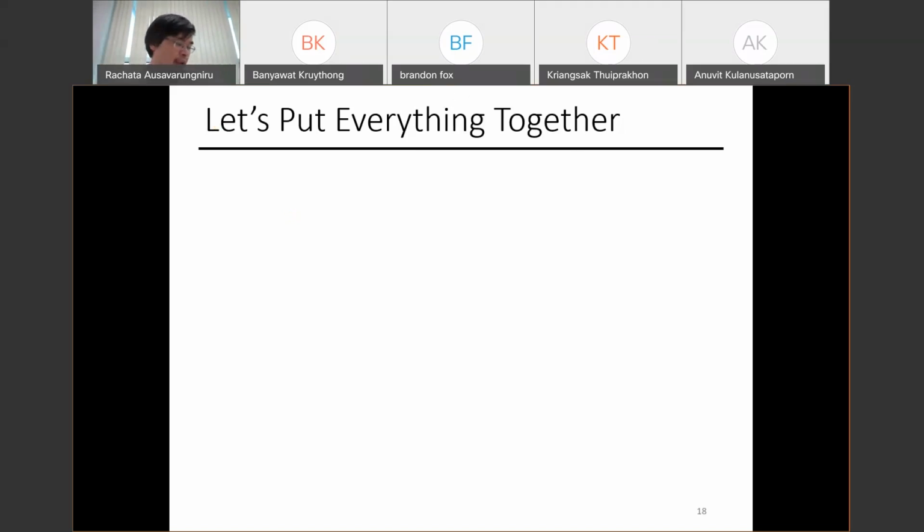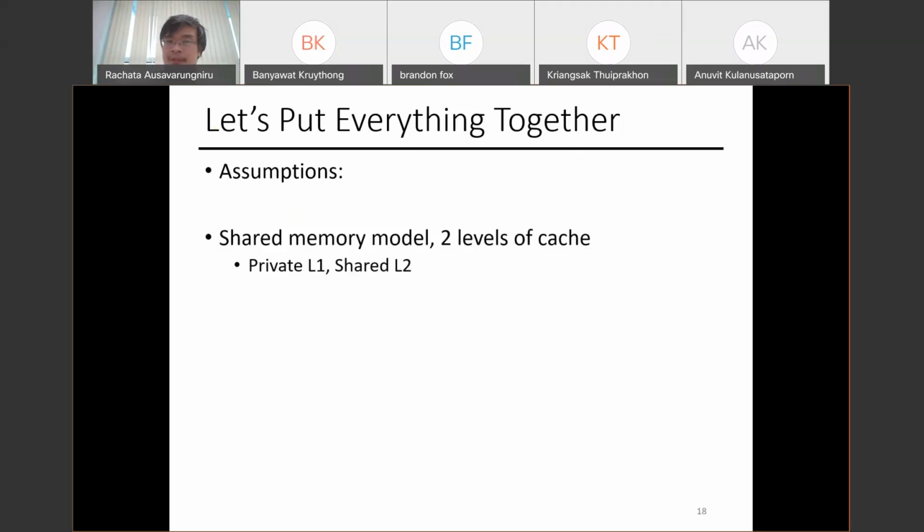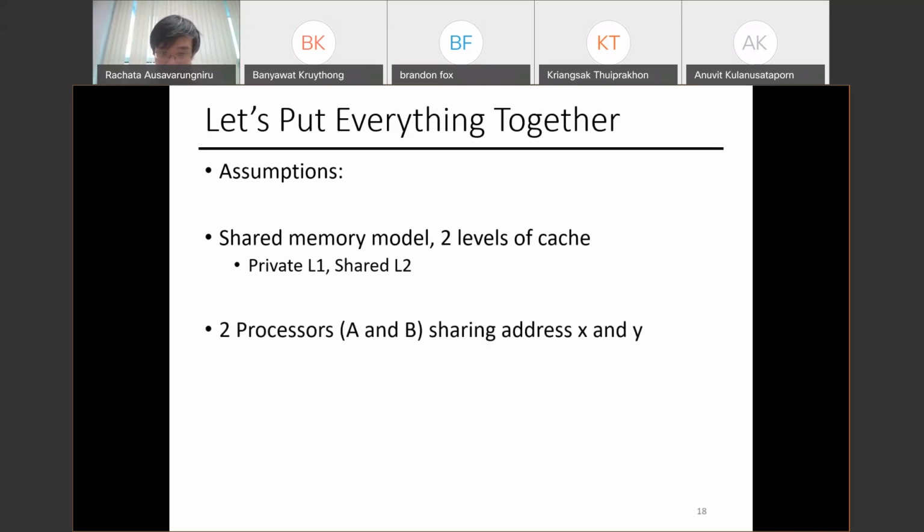Okay, so let's put everything together, assuming this. Here's the assumption. We have a shared memory model, two levels of caches, private L1 and shared L2. There are two processors that share addresses X and Y. Processor A does a load from X, store to Y. Processor B does a store to X, load to Y. All right. Any questions so far?